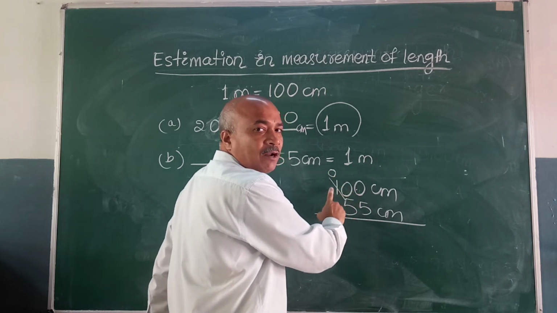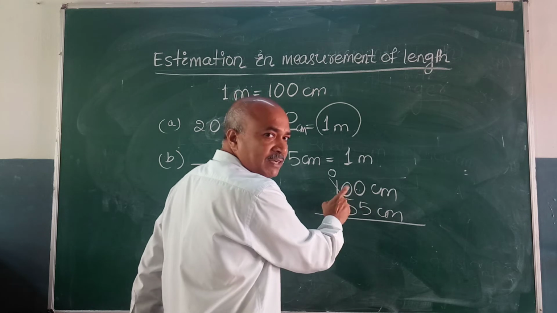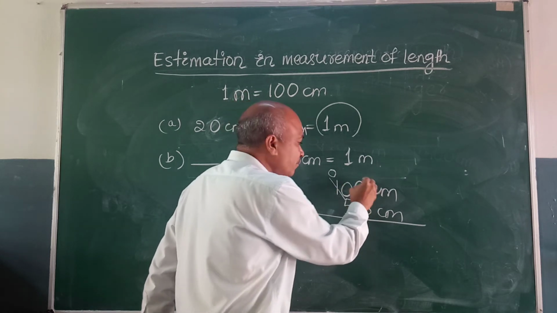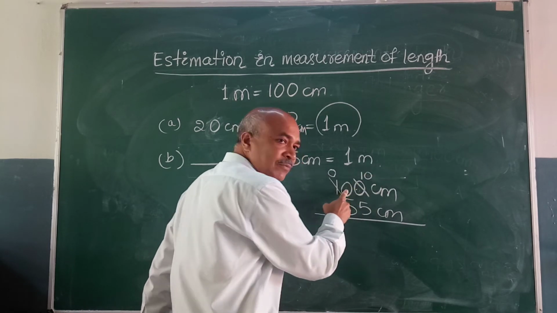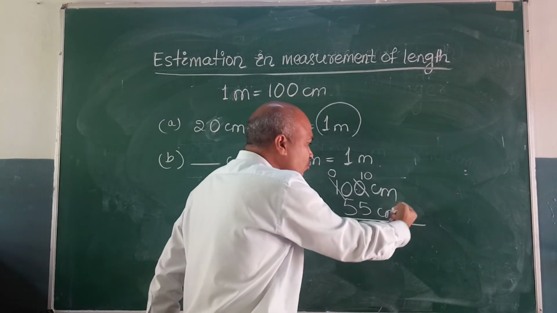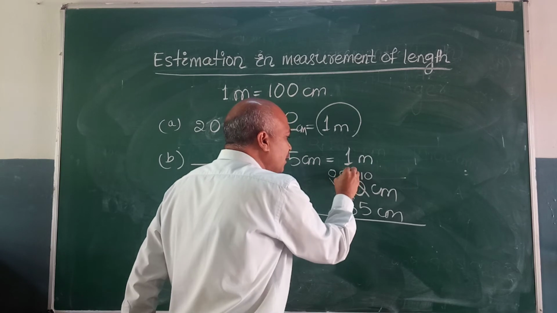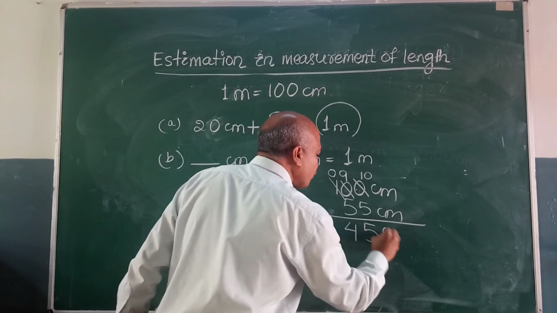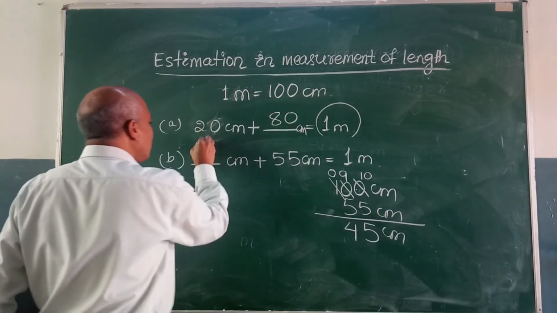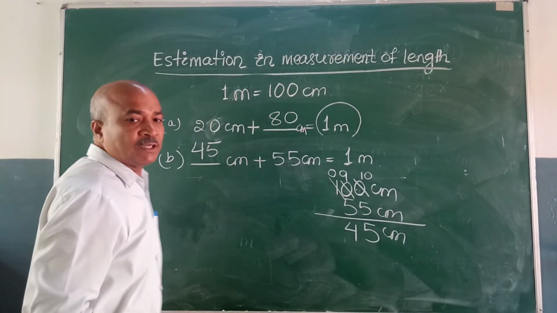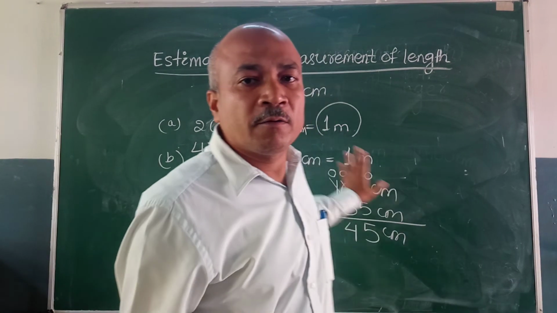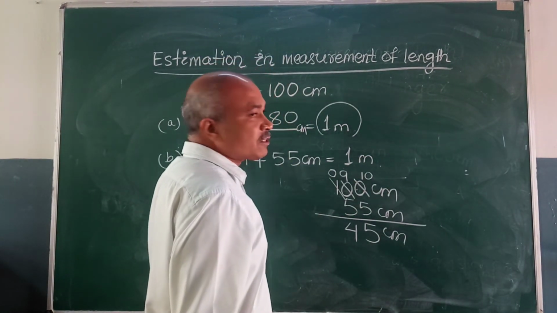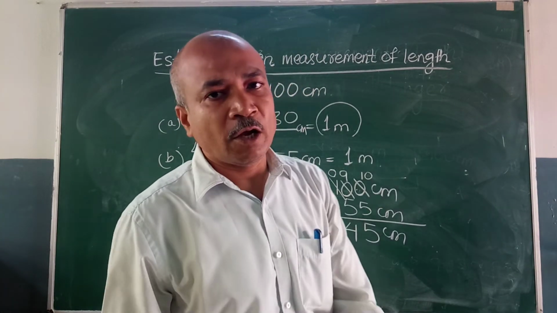So what will come to this? 10 tens, because 100 means 10 tens. So here it will become 10. From that 10, you bring 1 ten to this side, so this will become 10. And from this 10, if you borrow 1 ten to the ones place, here it will remain 9. So 10 minus 5, 5. 9 minus 5, 4. So you got 45 centimeter. In this way, you will find what to add in order to get 1 meter.